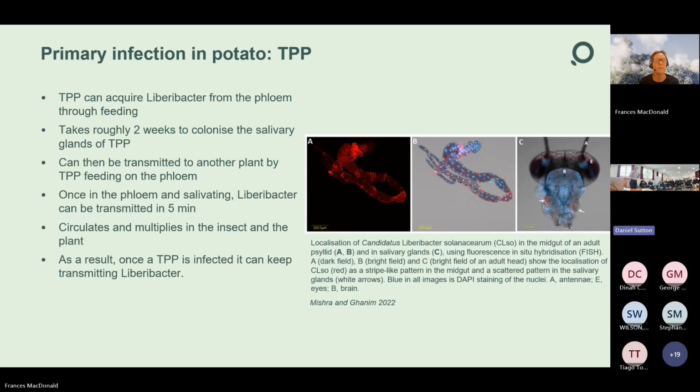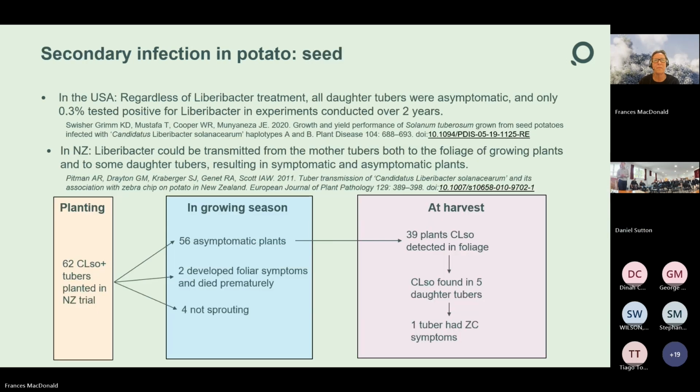When I said that it had to end up in the salivary glands of the psyllid, it takes about 2 weeks to get there, so there is a bit of time before it can start transmitting the Liberibacter. Once it can transmit it, it takes 5 minutes, and then it has put the Liberibacter in the plant. Yeah, thank you. Next slide, please. So the psyllid causes a primary infection, and then with potato seed, it's secondary infection.